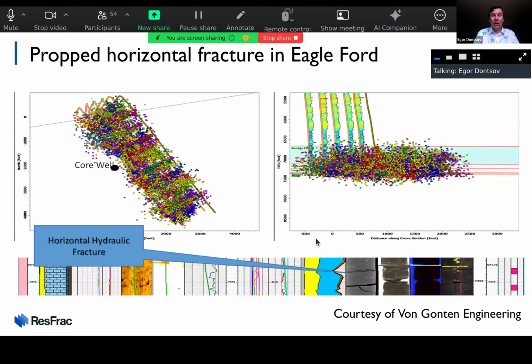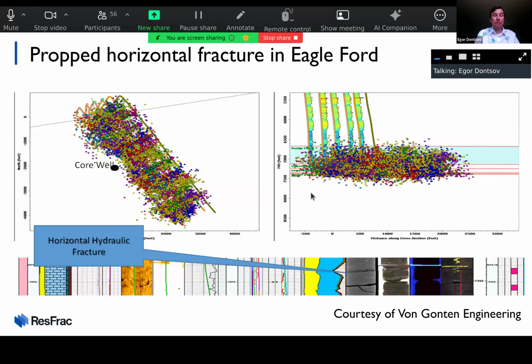When I worked before at Van Gonten Labs, about 8 years ago or something like this, we had a project in Eagle Ford, right? One of the clients had a pad here. This is a side view and this is a top view, and they recorded microseismic. And again, you can see very nice height growth. And the orientation, all of the stages are consistent with stresses.